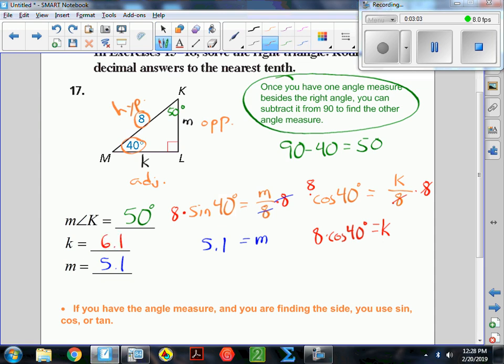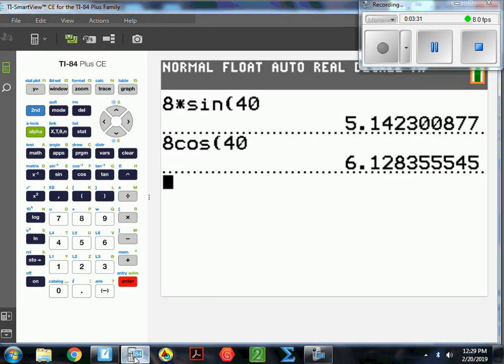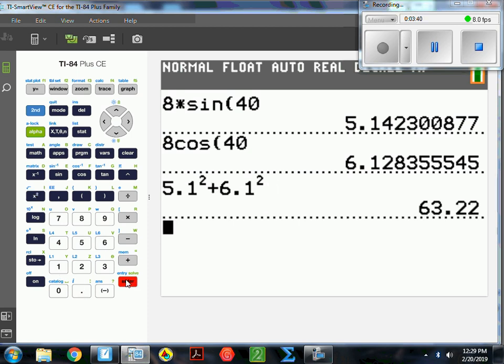And I have all the information. What I can do now is I could set up the Pythagorean theorem with the three sides of the triangle just to double check everything. It's going to be close because I'm rounding, but not exact. So I could say that m squared plus k squared is supposed to equal 8 squared. So I know that the right side is equal to 64. 8 squared is 64. I want to see what the other two work out to be. So 5.1 squared plus 6.1 squared, and that's 63.22. So it's very close to 64.